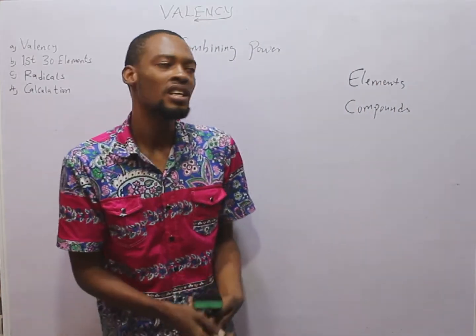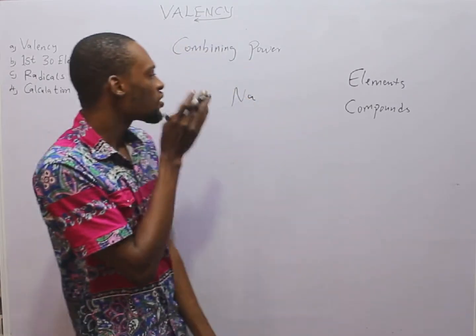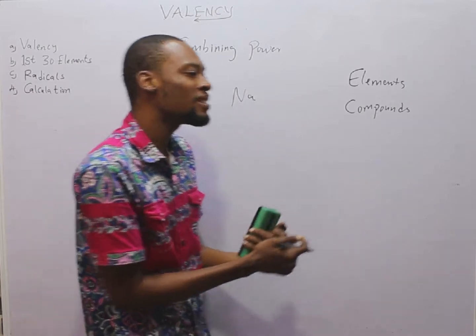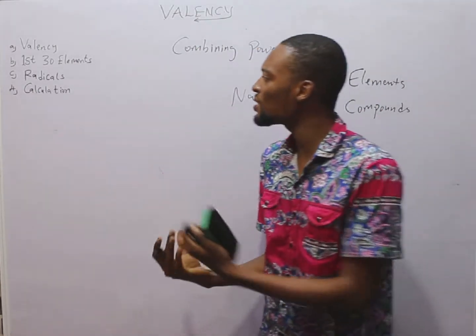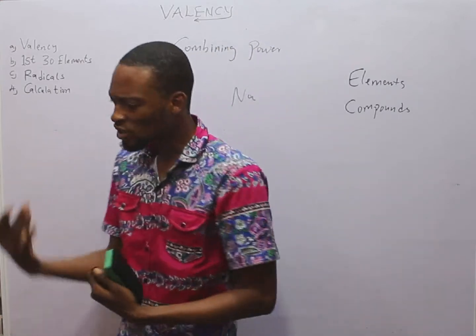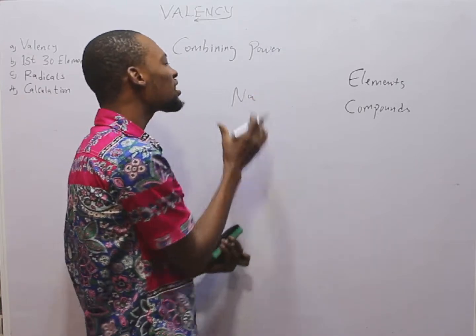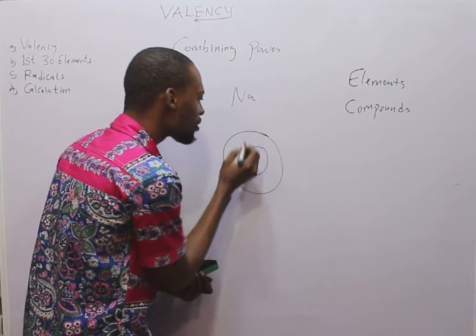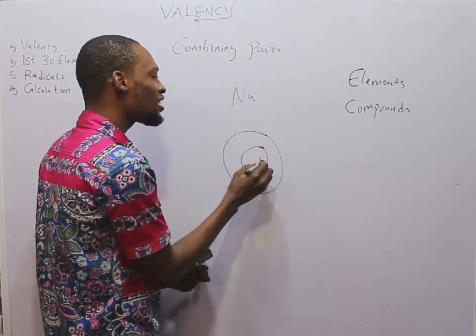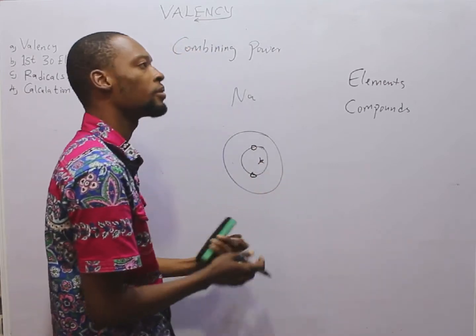That is the valency. Now, looking at an element, sodium. Sodium is the 11th element in the periodic table. Remember, the periodic table is the arrangement of elements according to their atomic number, not atomic mass. If sodium is the 11th element and you are arranging its electronic configuration, the K shell carries a maximum of 2 electrons. 1, 2. This one is filled up.